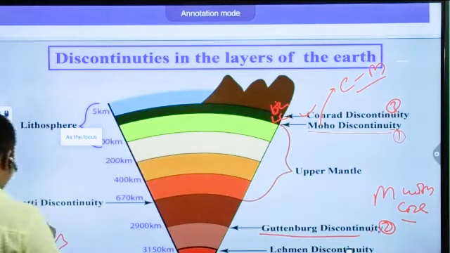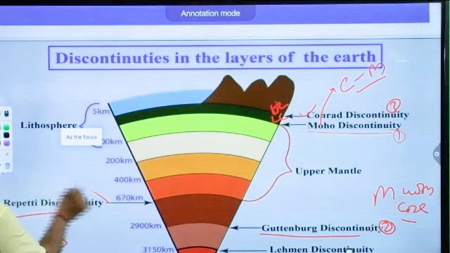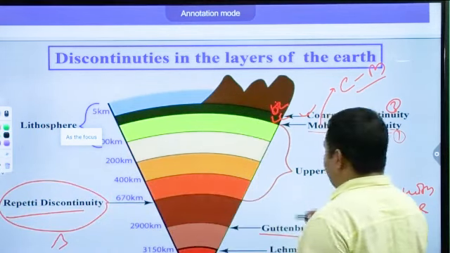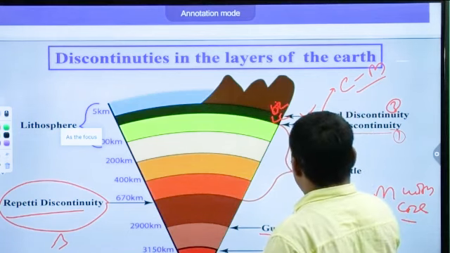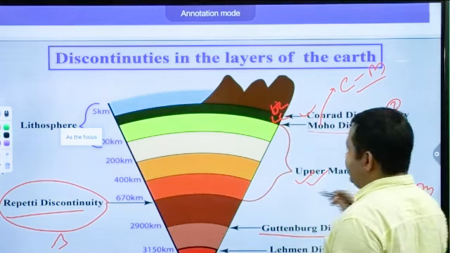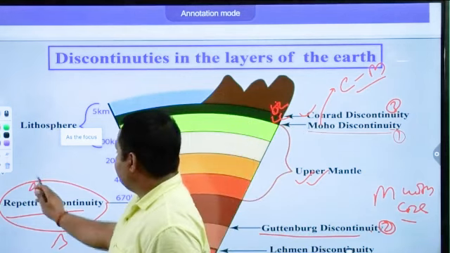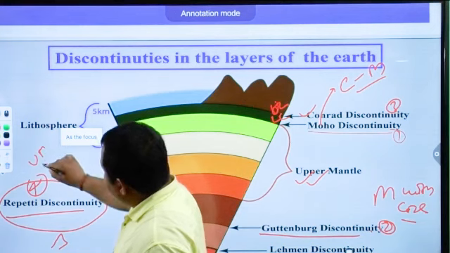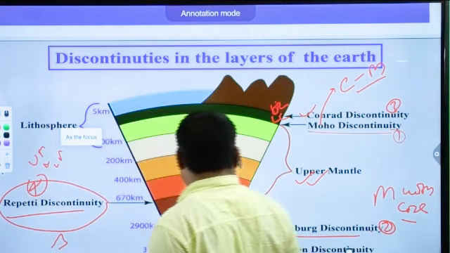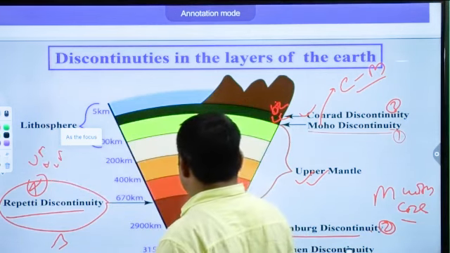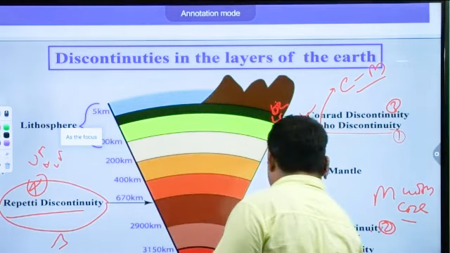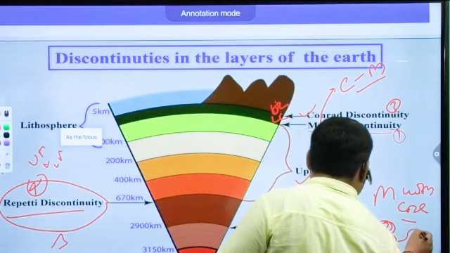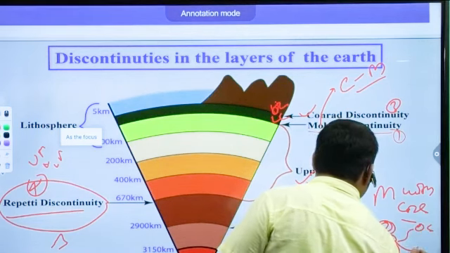And the next is the Repetti discontinuity. This is the fourth one. It separates the upper mantle from the lower mantle, right? And the last is the Lehmann discontinuity, the fifth discontinuity. It separates the outer core from the inner core.